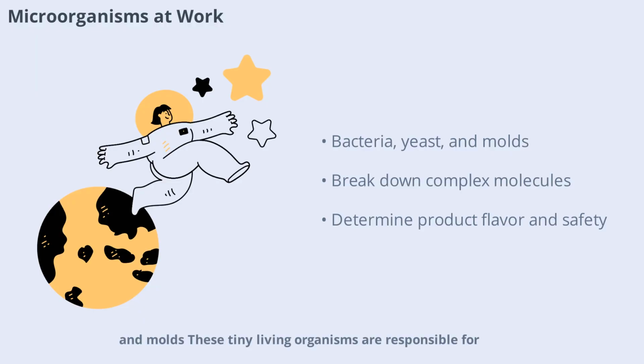These tiny living organisms are responsible for breaking down complex molecules into simpler compounds. Each type of microorganism has unique properties and produces different end products. For example, yeast is essential in bread and alcohol production, while lactic acid bacteria are key for yogurt and pickles. The selection of microorganisms determines the flavor, texture, and safety of the final product.